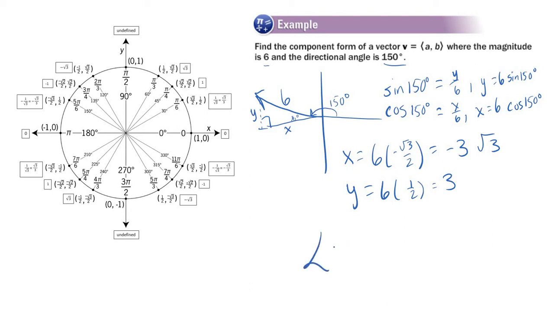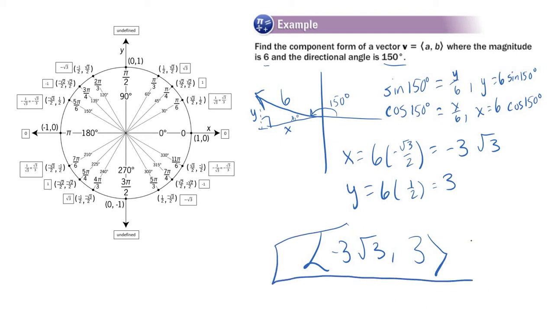Now let's put it together like they asked. So my x component is negative 3 root 3. My y component is 3. And there is the component form of the vector. It has a magnitude 6 and an angle of 150 degrees. So it's just working backwards. Strategies we've seen though: draw a triangle, and basically apply SOHCAHTOA like we've done a bunch of times already in this class.